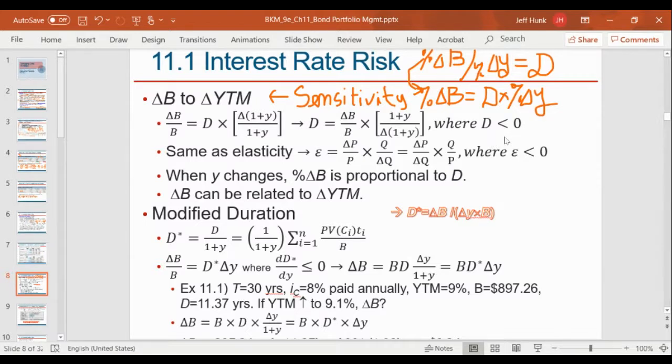Now, what is modified duration? It's D star, and that asterisk is the only marker to tell the modified duration from the regular duration. It's simply dividing Macaulay duration by 1 plus y, or in other words, multiplying by the reciprocal of 1 plus y. And this is the Macaulay duration.